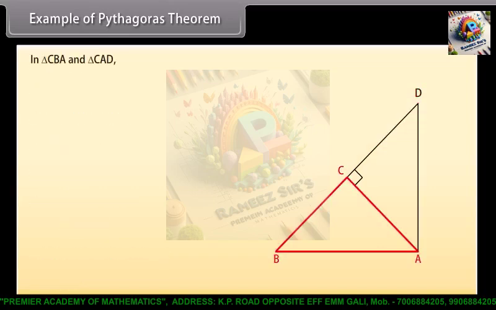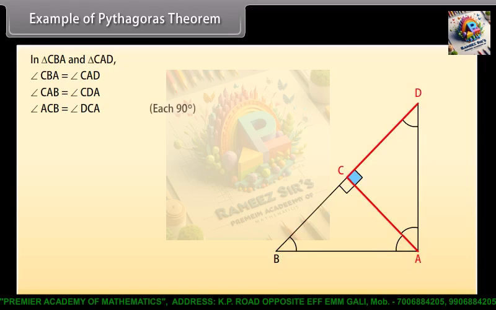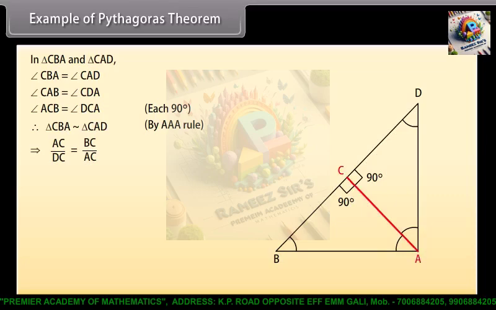In triangles CBA and CAD, angle CBA is equal to angle CAD, angle CAB is equal to angle CDA, and angle ACB is equal to angle DCA, each being 90 degrees. Therefore, triangle CBA is similar to triangle CAD by the AAA rule, which implies AC upon DC equals BC upon AC, which implies AC square equals DC into BC.